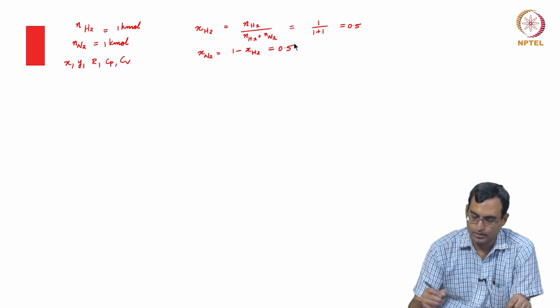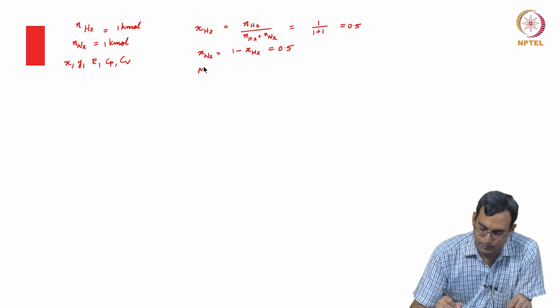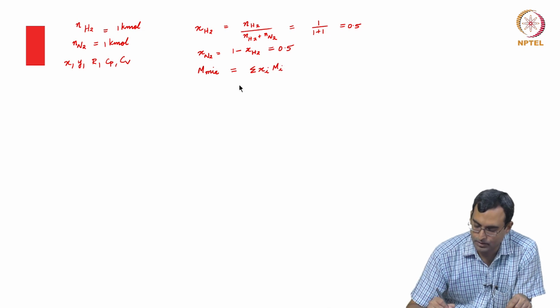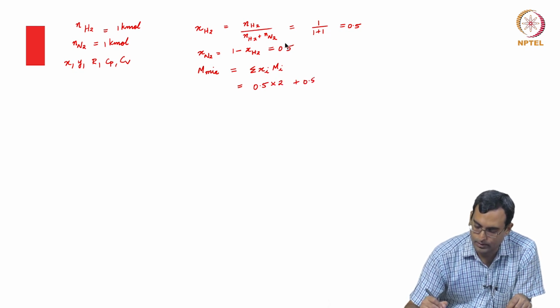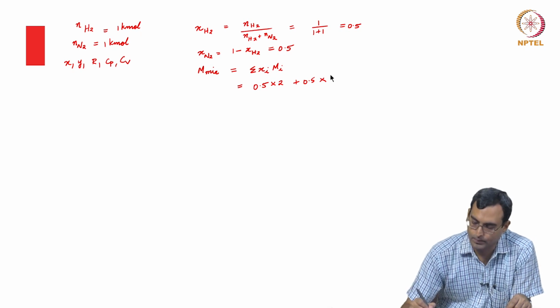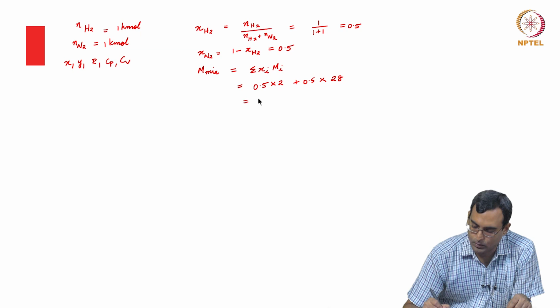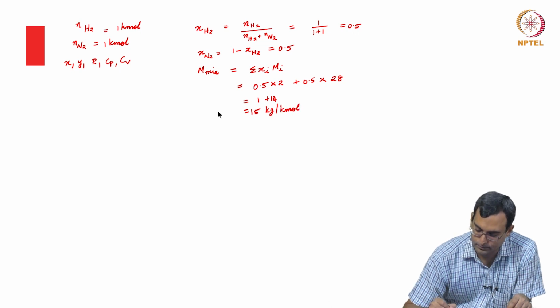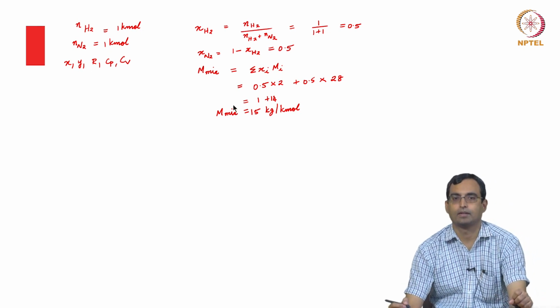We can find out the molecular weight of the mixture. This is given as sigma of xi into molecular weight of i. So, I have 0.5 into molecular weight of hydrogen, which is 2, plus 0.5 into molecular weight of nitrogen, which is 28. So, it is essentially 1 plus 14, which is 15 kg per kilomole. That is the molecular weight of the mixture.